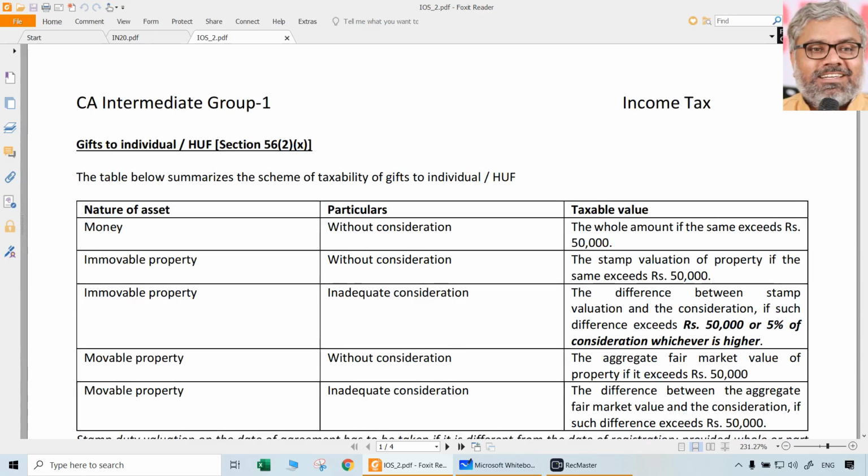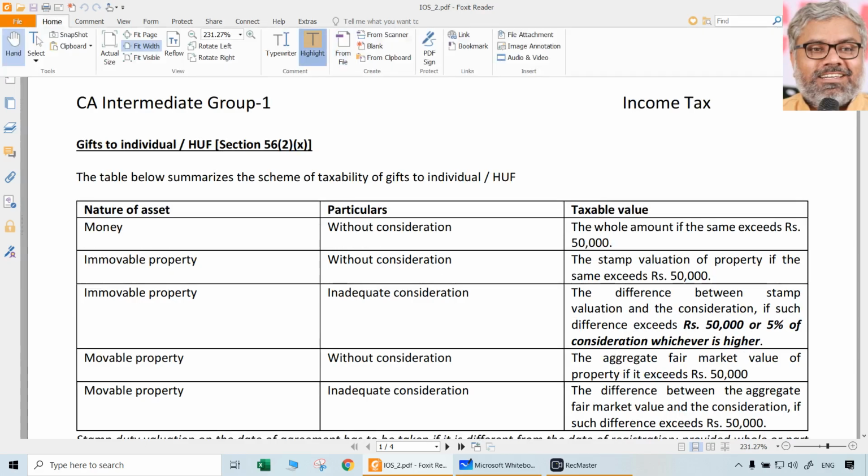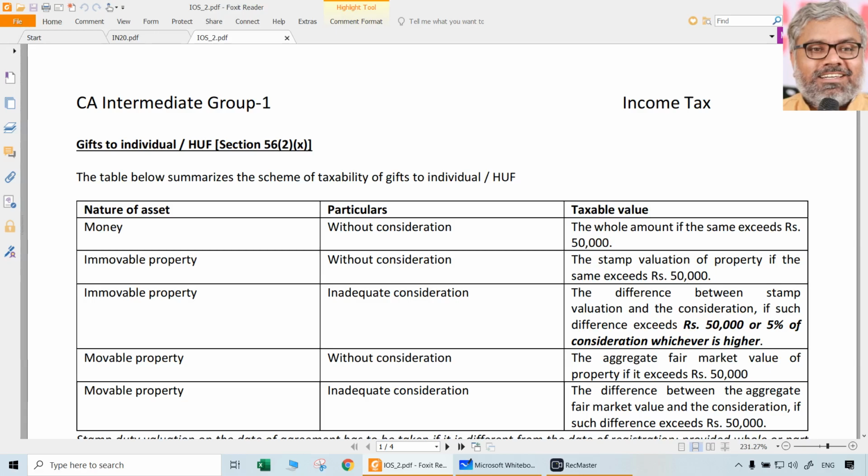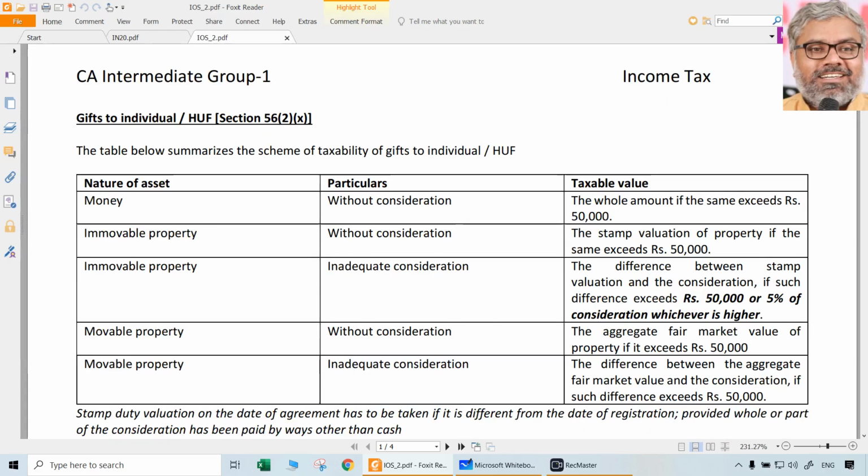What is a gift? A gift is something that is given by one person to another person, either for no consideration or for inadequate consideration. What happens when a person gives the gift? Nothing happens. For the person who is giving the gift, we are not bothered about him because there is no gift tax in India, that is abolished now. So the person who receives the gift will have the gift received taxable under this section 56(2)(x), and this table will tell us the taxability of the gifts when an individual or HUF receives them.